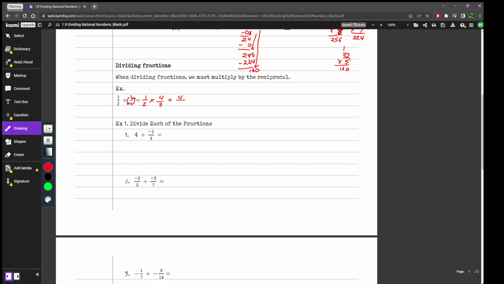And then it's just a regular multiplication problem. 1 times 4 is 4. 2 times 3 is 6. But we can reduce this further, right? We end up with 2/3. It's that easy. All right, same thing here. Well, we have a fraction. 4 is just a fraction, or 4 is just over 1, right? So that is our fraction. So we can rewrite this as 4 over 1, and we're going to multiply by the reciprocal. So we're just going to flip that one over and do 3 over -2. Okay? Well, 4 times 3 is 12. 1 times -2 is -2. This reduces to -6, and we have our answer.